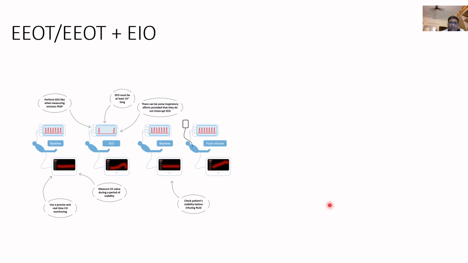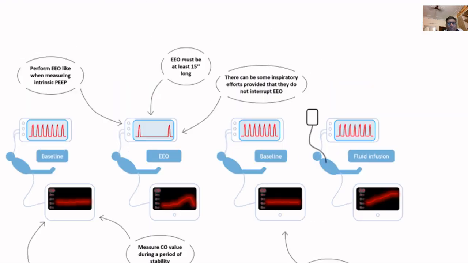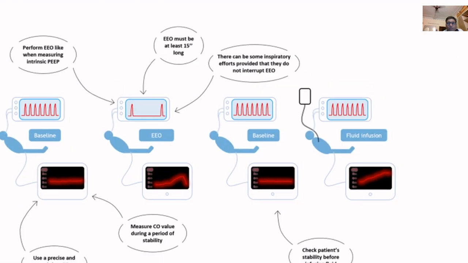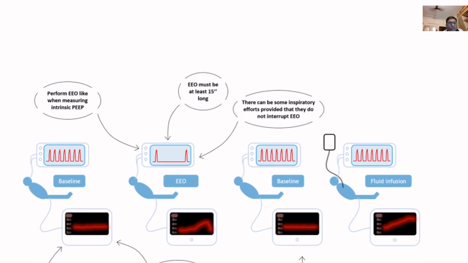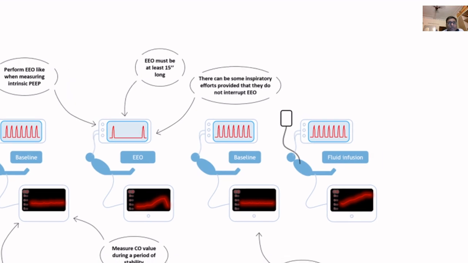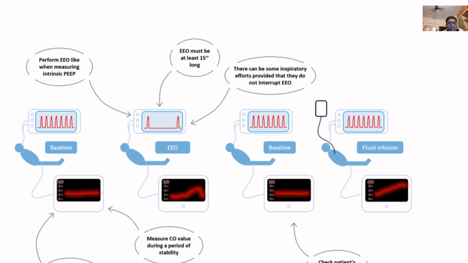Another important concept is the end expiratory occlusion test. Here we are giving an end expiratory occlusion, like when measuring intrinsic PEEP, where we give an end expiratory hold. So we have to give at least a 15 second end expiratory hold.